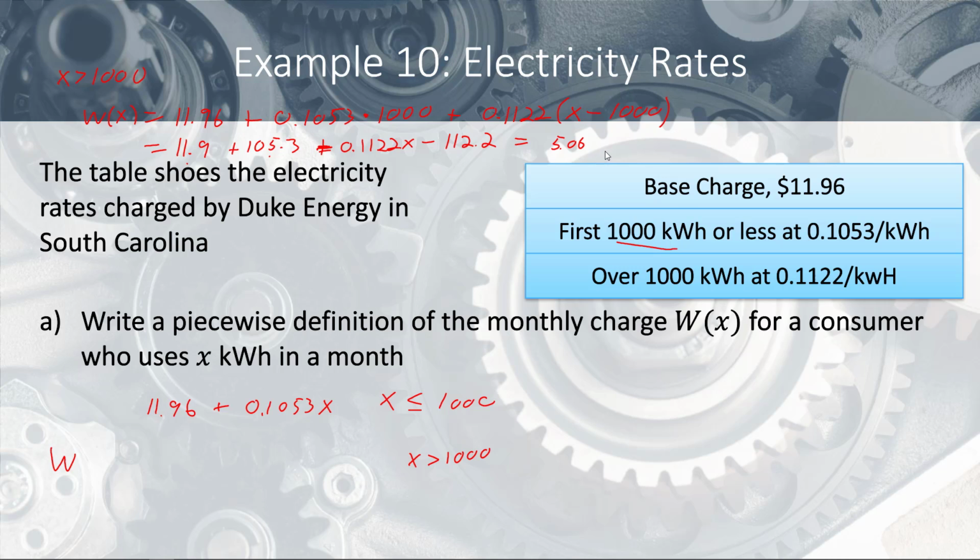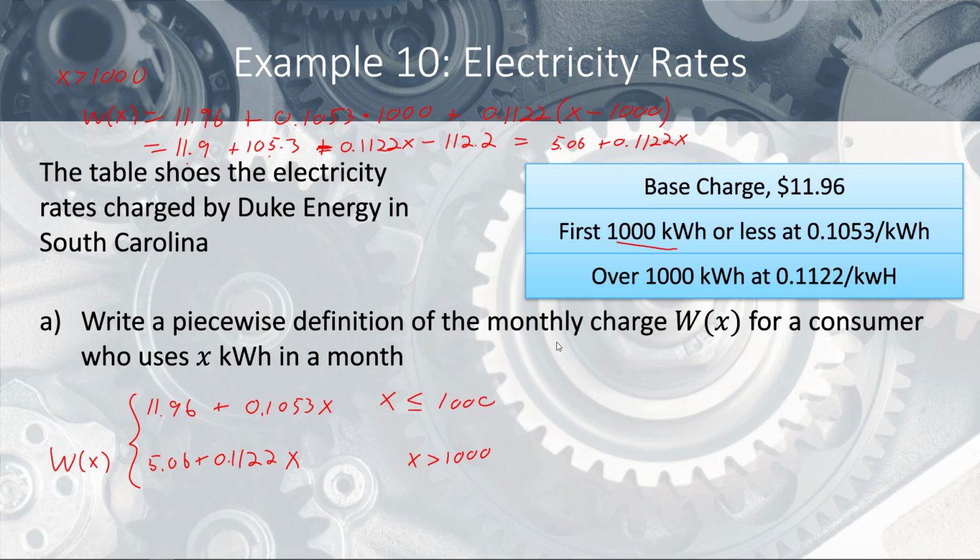We can simplify that. And if we do, we will have 5.06 plus 0.1122x. And this right here is the second rule. And that's what we will put down here: 5.06 plus 0.1122x. So this is what w of x would be. This is our piecewise function.